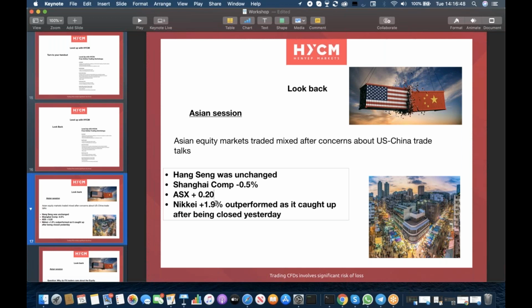Now, when we're looking at equity markets, any time an equity market is up 1% or down 1%, you want to take notice. That's a significant move. That's a good general rule of thumb.